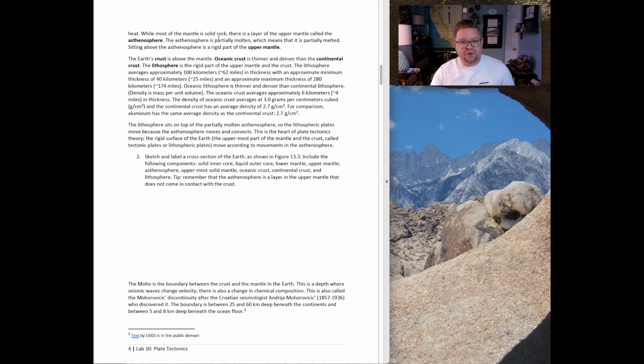So it continues to read through, giving you some additional insight on what they are made of, the density, the location, which then brings us to question 2, which says to sketch and label a cross-section of the Earth similar to that shown in figure 13.3. Include the following components: solid inner core, liquid outer core, lower mantle, upper mantle, and so forth. So it's asking you to essentially recreate the diagram on the previous page, but to identify specific things.